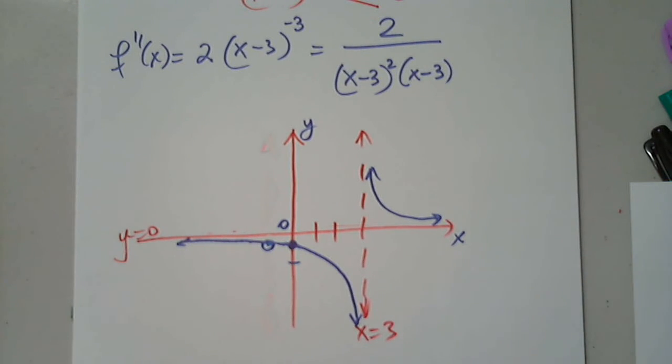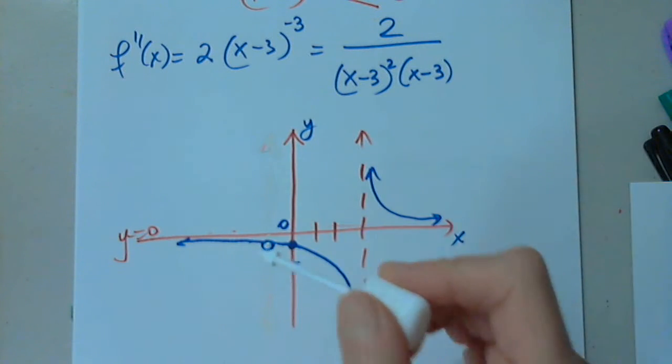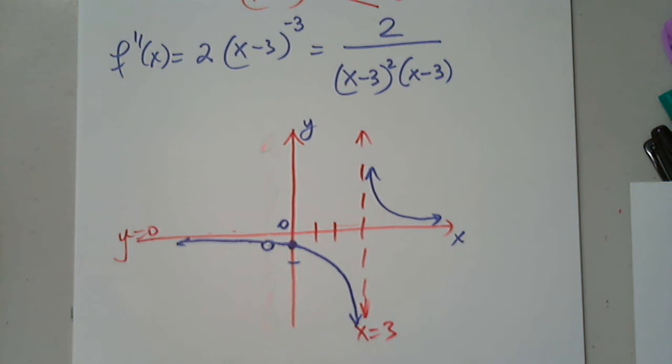Okay? So it's at negative 1 comma negative 1/4. The calculator will not show that. So please don't rely on the calculator. The calculator sometimes lies to us. Quite a lot.